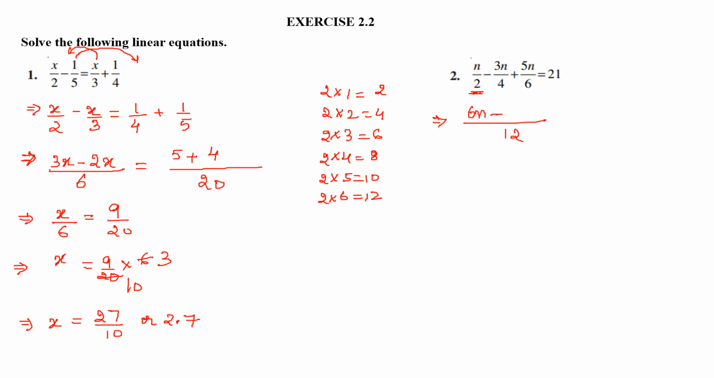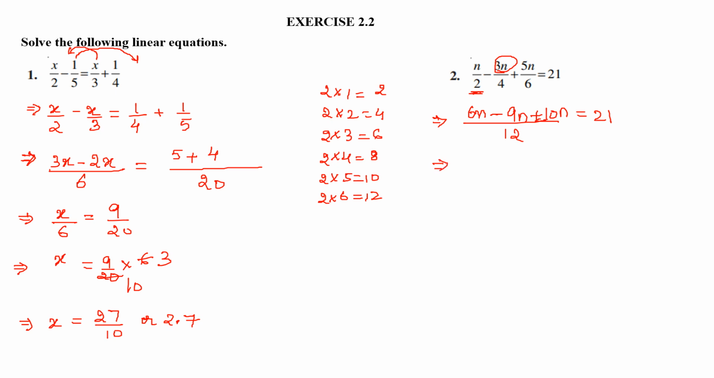Then in the second fraction the denominator is 4. In 4, how much will I multiply to get 12? It is 4 times 3. So in the numerator, which is 3n, I also have to multiply by 3. So it will give me 9n. Plus, 6 times 2 will give me 12, so 5n into 2 will give me 10n, equal to 21.